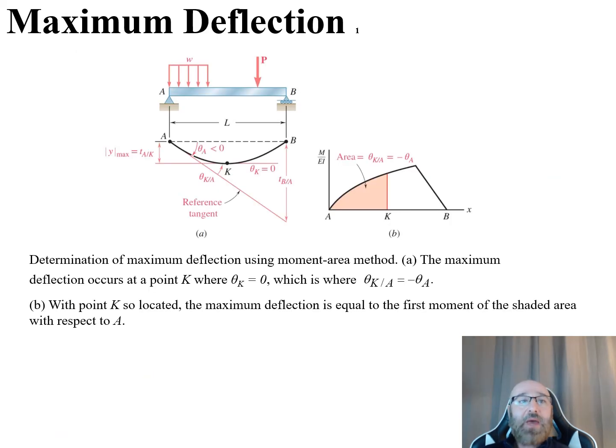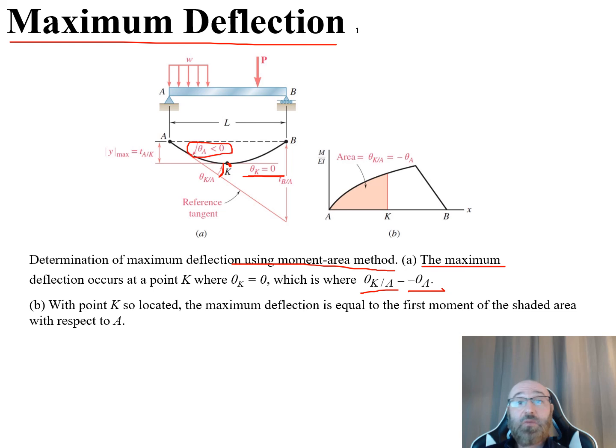So determining this maximum deflection, we can take a look at our diagram shown here. So in part A, if we want to determine the maximum deflection using our moment area method, we have the maximum deflection occurring at this point K right here, where we can see at K we have our theta sub K equal to 0, which is where now this theta of K relative to A, this angle right here, is going to be equal to our negative theta A right here.